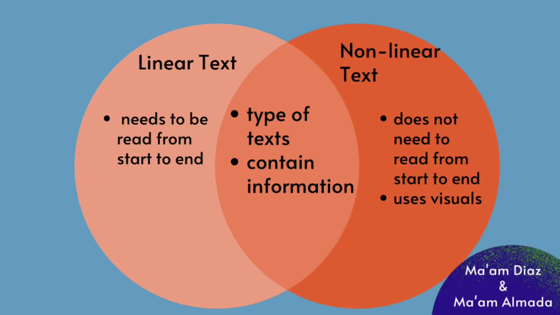This is an example of a Venn diagram that compares and contrasts linear text and non-linear text. This indicates that the differences between linear text and non-linear text are: linear text needs to be read from start to end, while non-linear text does not need to be read from start to end and it uses visuals. And the similarities between the two are that they are types of text and they contain information.